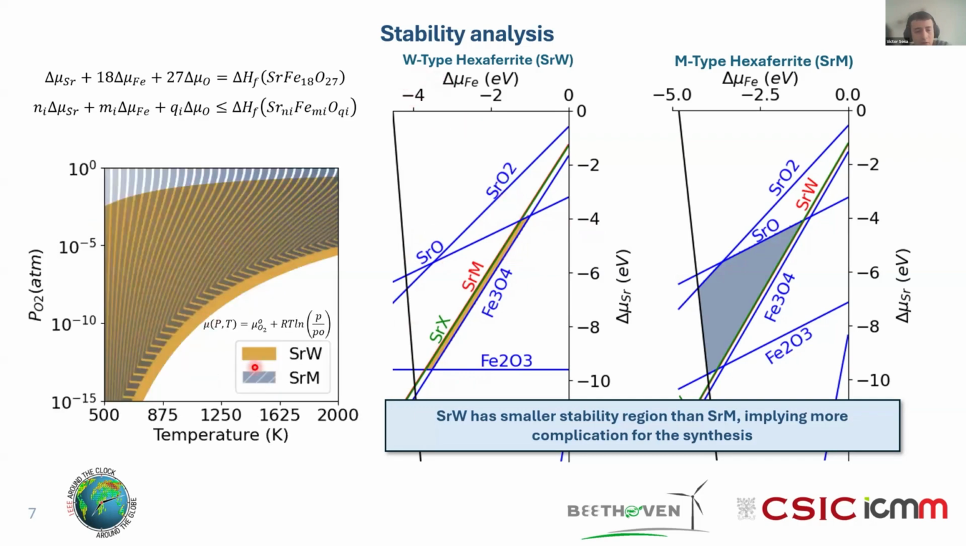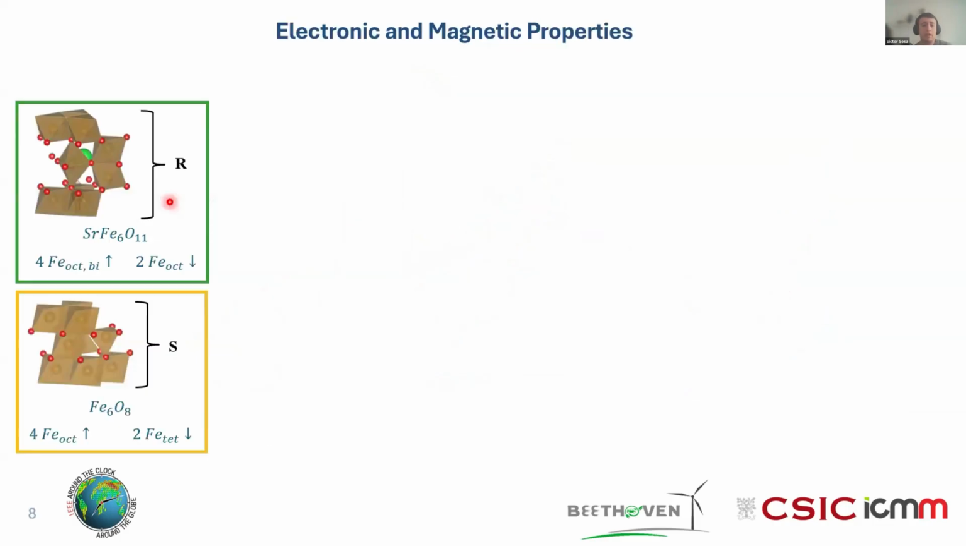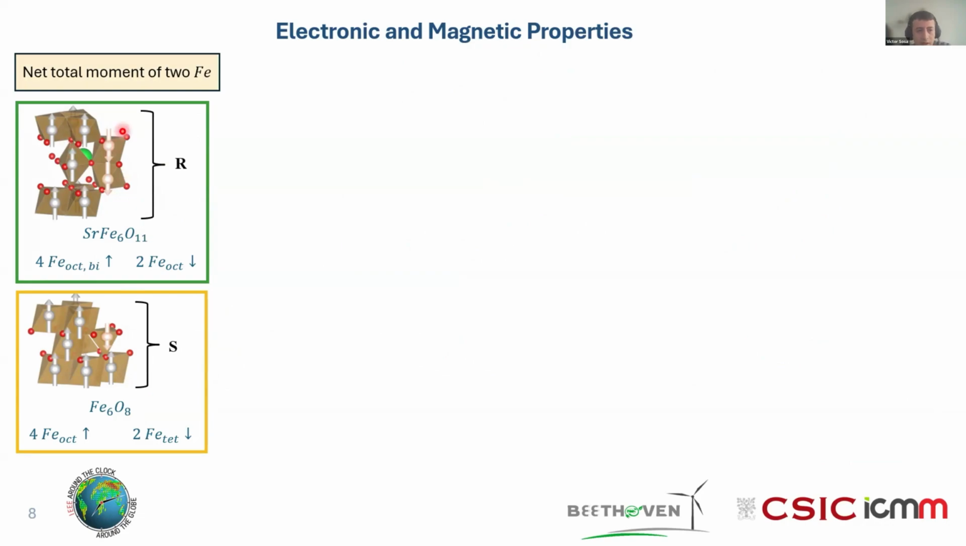For example, if we fix the temperature, in order to synthesize the W-type hexaferrite, we're going to need low oxygen pressure conditions. Then we can compare electronic and magnetic properties. The R and S blocks have similar magnetic properties. Both blocks have 4 spins in the up direction and 2 spins in the down direction, so each block has a net total moment of 2 irons.